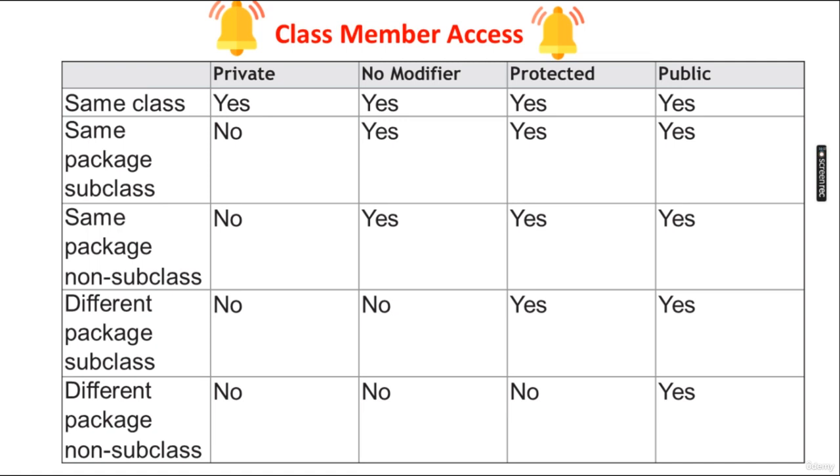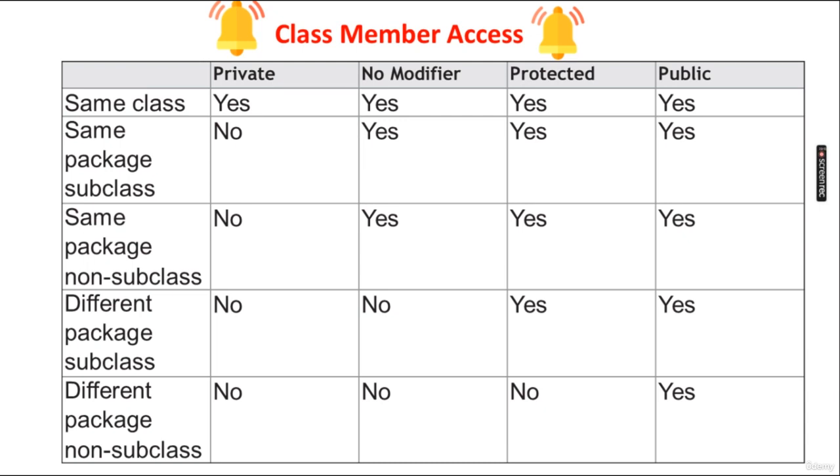Then private, same package, non-subclass. Private is not accessible anywhere. No modifier, default access, same package, non-subclass, that is an independent class. Yes, of course. Protected member, same package, non-subclass? Yes. Public, same package, non-subclass? Yes. Private member, different package subclass? No. No modifier, default access, different package subclass? No. Protected member, different package subclass? Yes. Public member, different package subclass accessible? Yes.